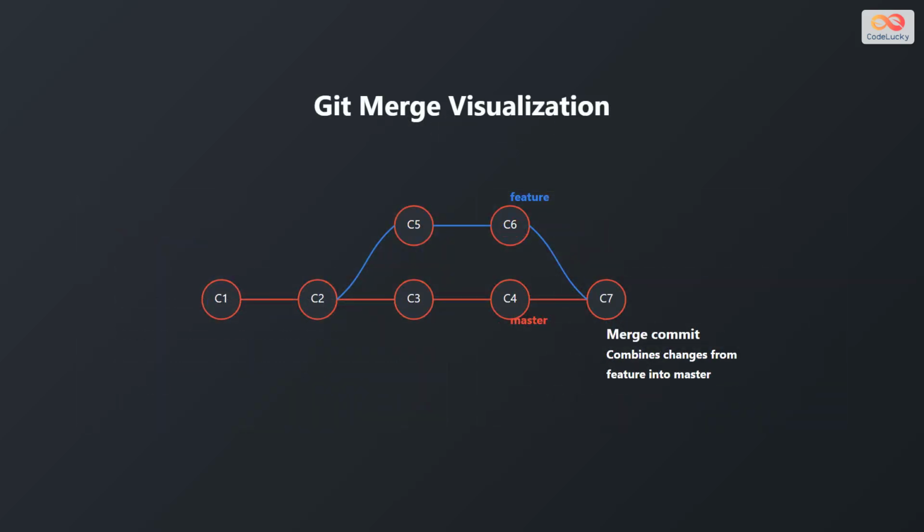This diagram helps visualize how Git Merge works. Assume we have two branches, master and feature. The master branch has commits C1, C2, C3, and C4. The feature branch, which branched off from C2, has commits C5 and C6. When we merge the feature branch into the master branch, a new commit C7 is created. This merge commit combines the changes from both branches, preserving the history of both the master and feature branches.